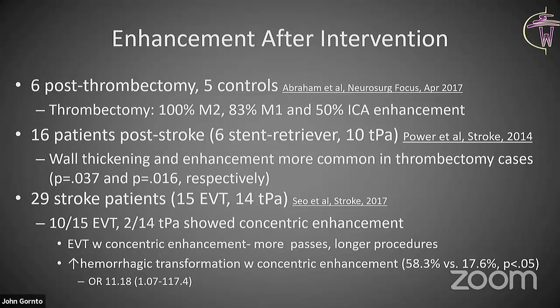And that enhancement was associated with more passes and longer procedures. So the more traumatic the thrombectomy was, the more likely it was to enhance. In addition, it was associated with increased likelihood of hemorrhagic transformation. So the hemorrhage directly correlated with enhancement, with an odds ratio of 11.18. So that could indicate the degree of injury and the likelihood of potential bleeding in that scenario.